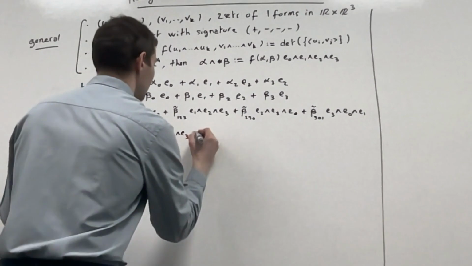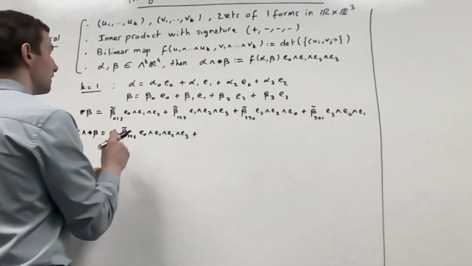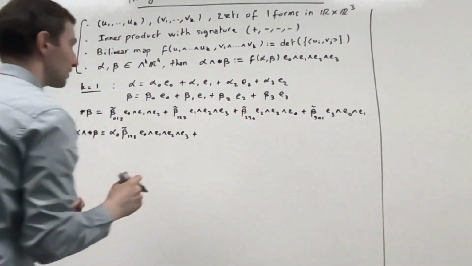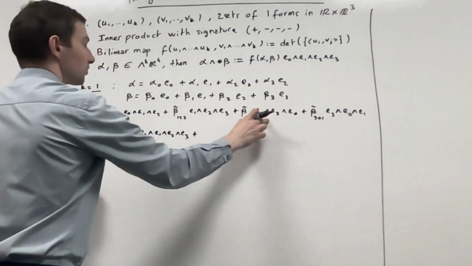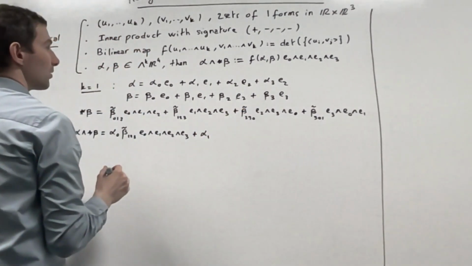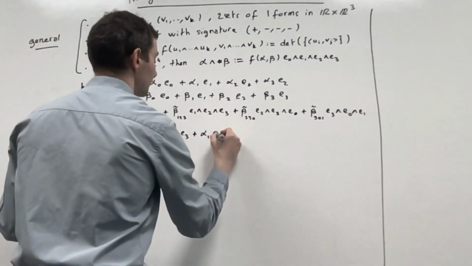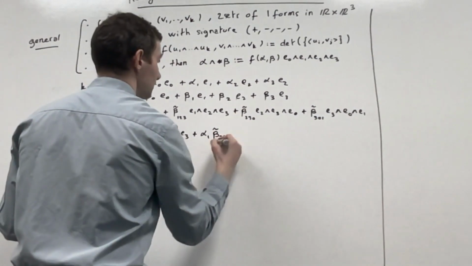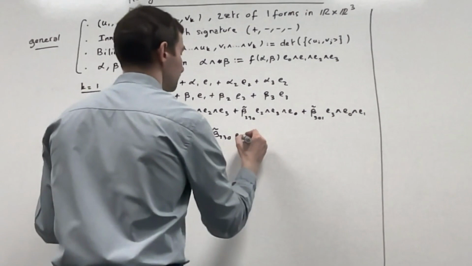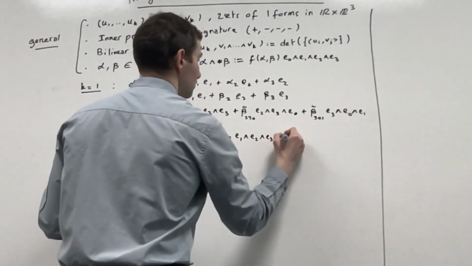Then I'm going to get alpha 1. So I need to have something without E1. So here I've got E1. Here I've got E1. So that's the only one where it's not going to get any problems. So that's alpha 1 beta tilde 2, 3, 0, and that's going to be E1 wedge E2, wedge E3, wedge E0.